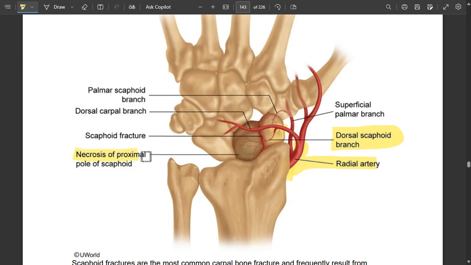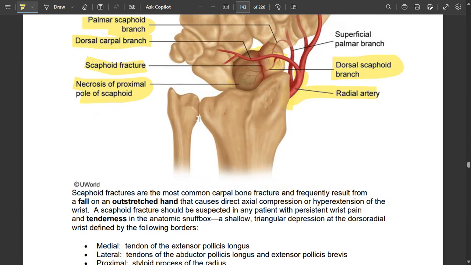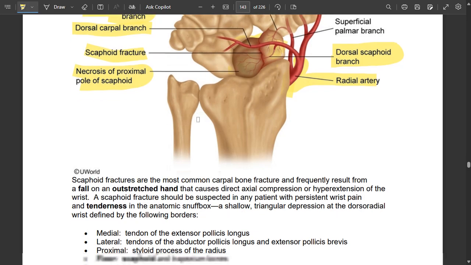If there is a fracture of the proximal pole of the scaphoid, then the retrograde blood supply is damaged. Therefore, the distal part of the scaphoid is supplied by the radial artery, but the proximal part is not. So a scaphoid fracture decreases the blood supply to the proximal part of the scaphoid bone. Both palmar and dorsal scaphoid branches are present. On the dorsal surface, the deep arteries enter the scaphoid in a retrograde fashion. Therefore, a fall on an outstretched hand can cause a scaphoid fracture that can lead to avascular necrosis of the proximal part of the scaphoid.